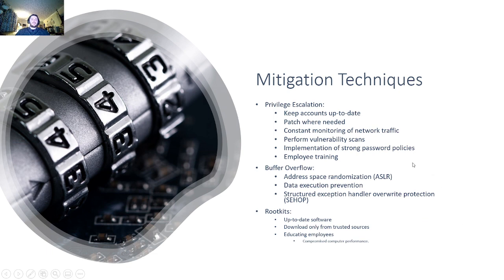So some mitigation techniques on some of the things we talked about, and a lot of these you'll hear repeated. First one, privilege escalation. We want to keep our accounts up to date. And this is one that you'll hear over and over again. We need to patch when needed. We need to monitor constantly, the network and the computers. We need to perform vulnerability scans to see if there are any vulnerabilities we need to patch.